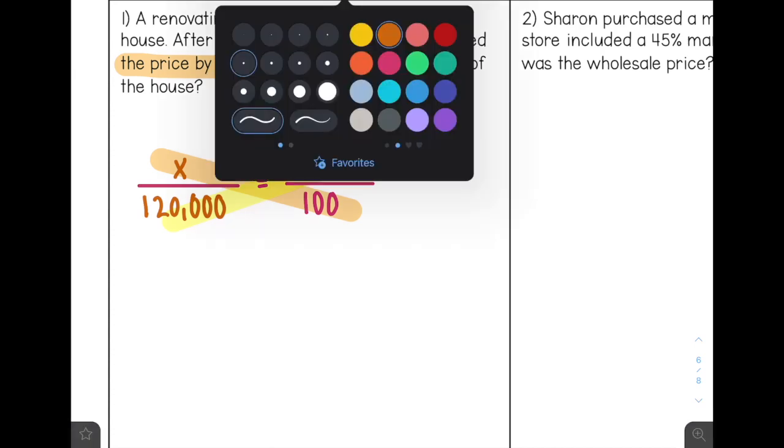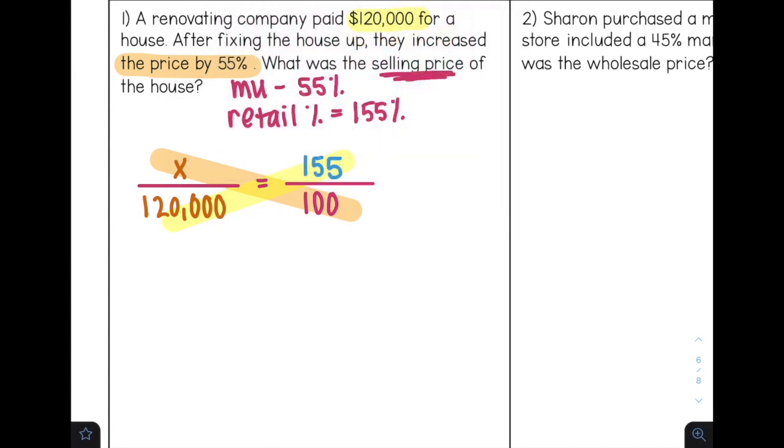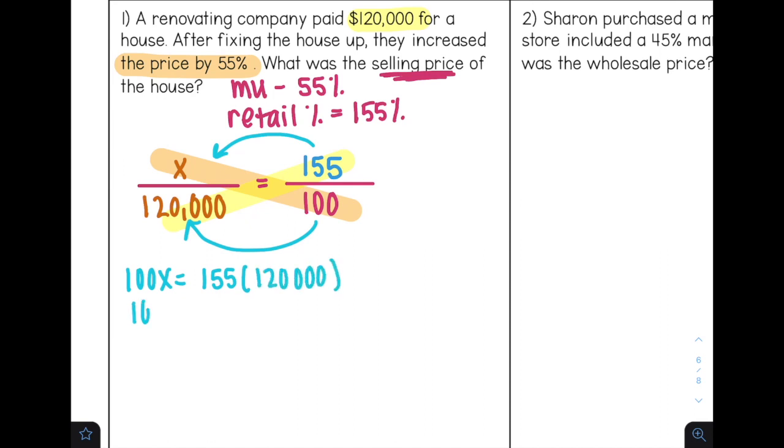If you scale up and scale down, you want to see what value is going to get you from 100 to 120,000, and then you're going to multiply that by your 155. Again, if you're cross multiplying, you have 100x equals 155 times 120,000, which is 100x equals 181.